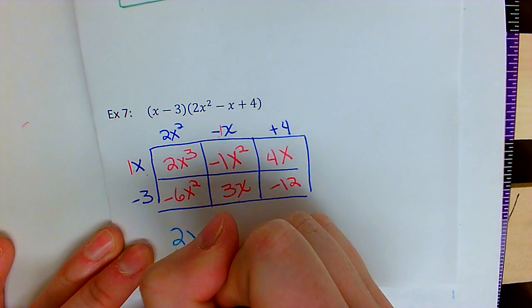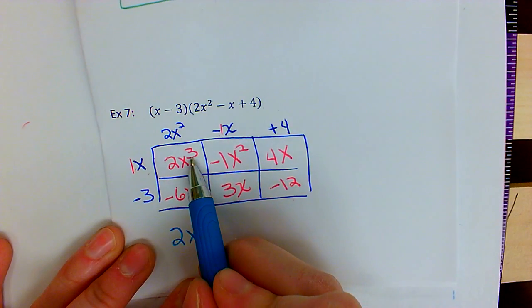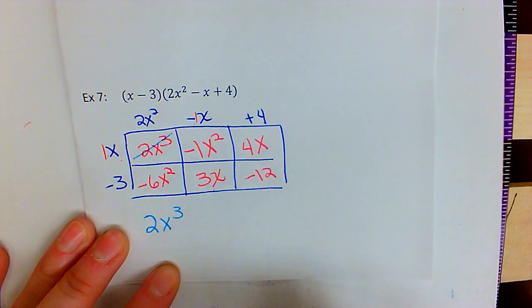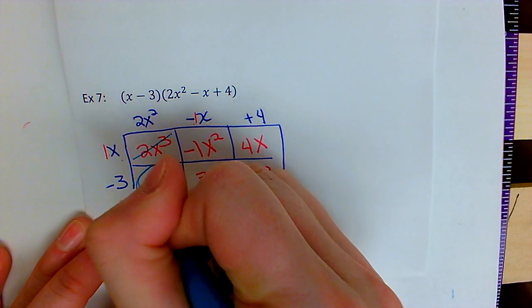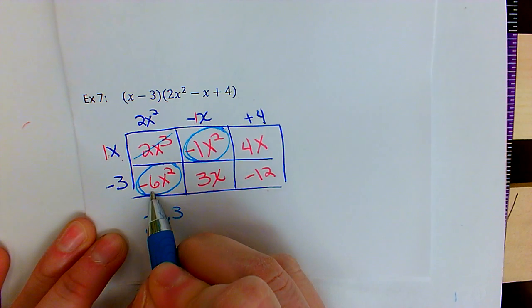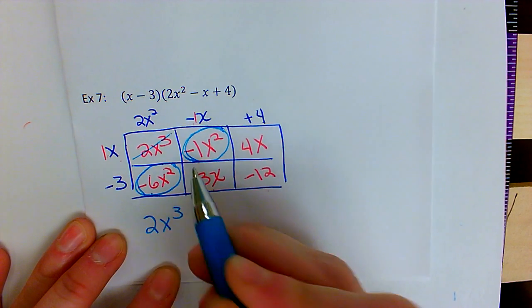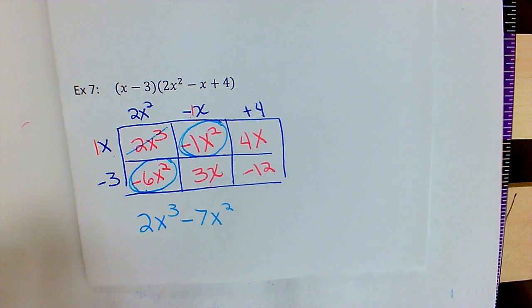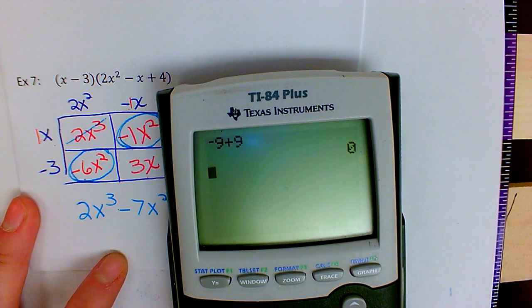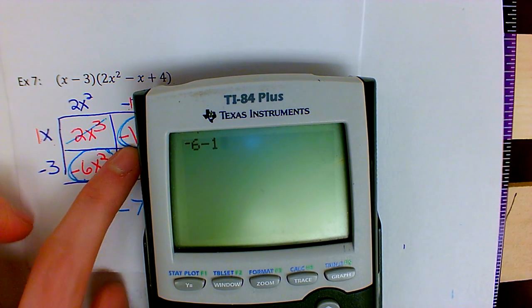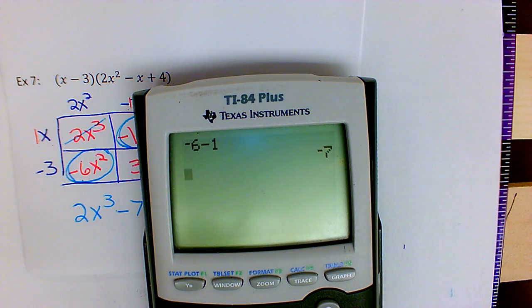I do have 2x cubed, and that's the only one that's got that third exponent, so I'm going to mark it out now. I can combine negative 6x squared and negative 1x squared. So if I'm in debt $6 and then I'm in debt another $1, I now owe you $7. So I've got negative 7x squared. If you need to type that into the calculator, you can do it two ways. You can say, all right, I've got negative 6 and I'm subtracting 1 more from it. That's how I got negative 7.